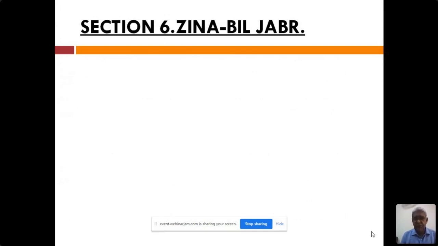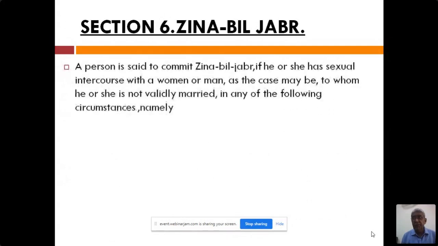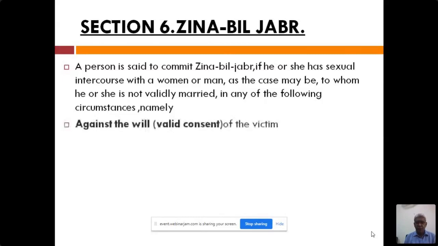Now, what constitutes the conditions of Zina bil Jabr? A person is said to commit Zina bil Jabr if he or she has sexual intercourse with a person to whom he or she is not validly married in any of the following circumstances, namely, again, there are four situations. First, this sexual intercourse between the male and the female person is against the will of the victim. Number two condition is that this is without the consent of the victim.